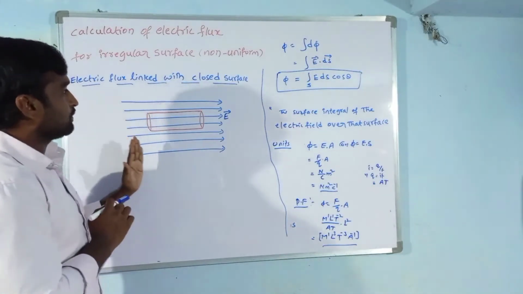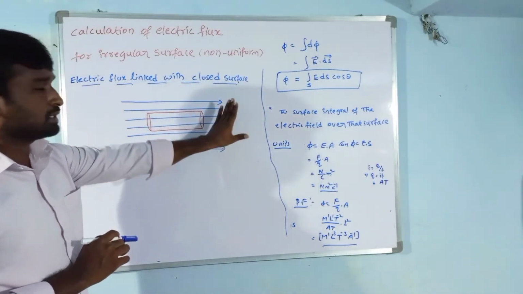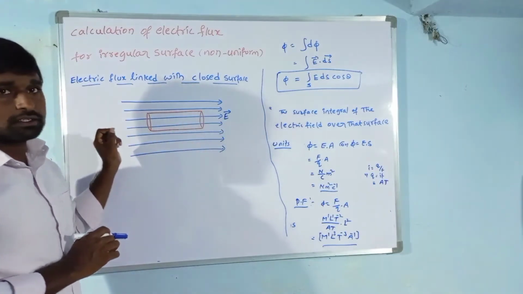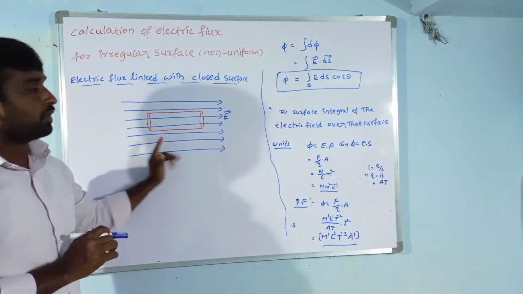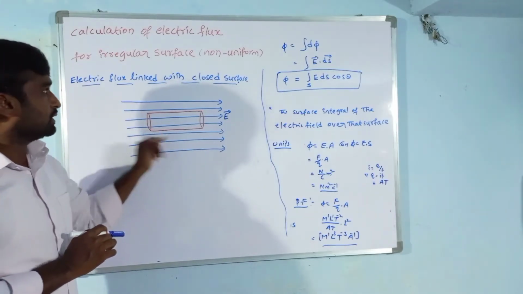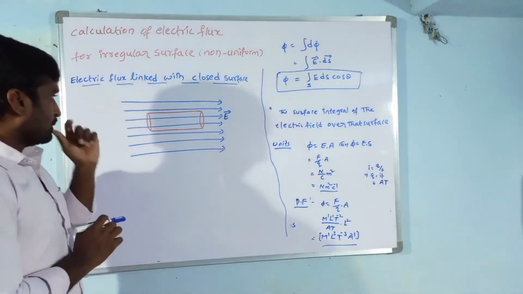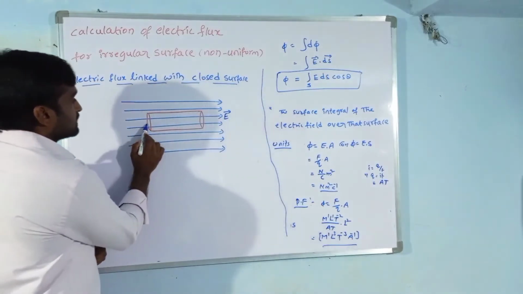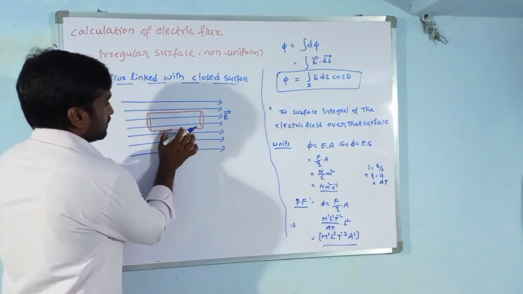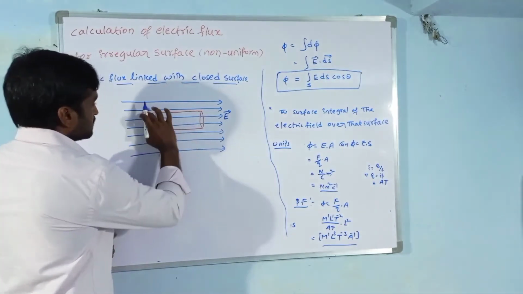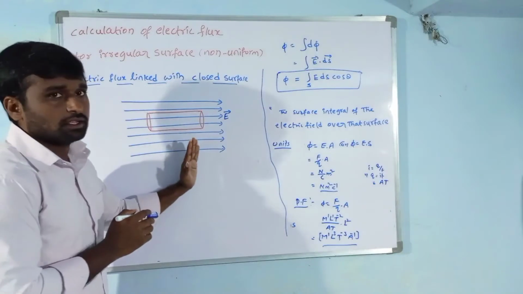That closed surface is placed inside the electric field E, a uniform electric field. Now what is the electric flux linked with this closed surface? Let us calculate that. It has three surfaces: this is flat surface 1, the middle portion is the curved surface, and this is flat surface 2. Now what is the flux linked with these three surfaces?